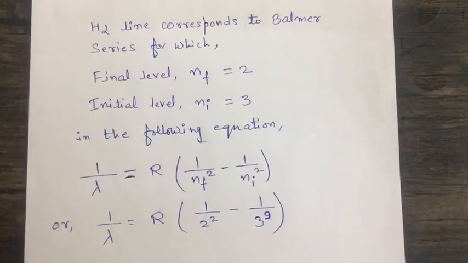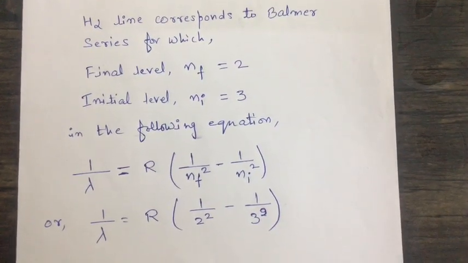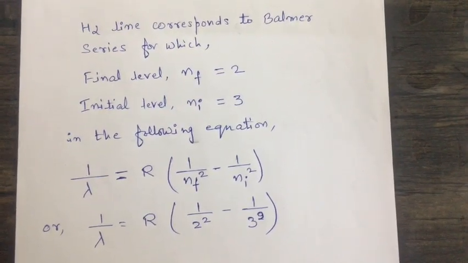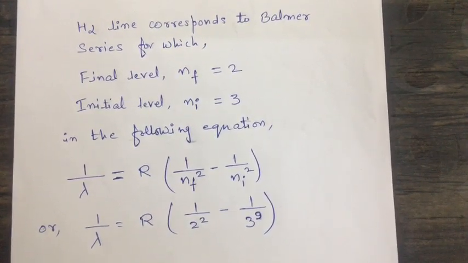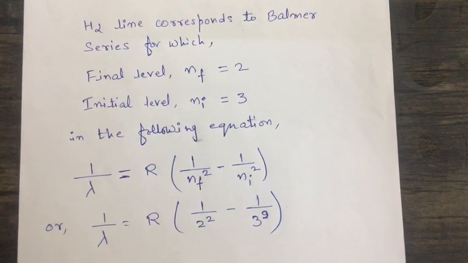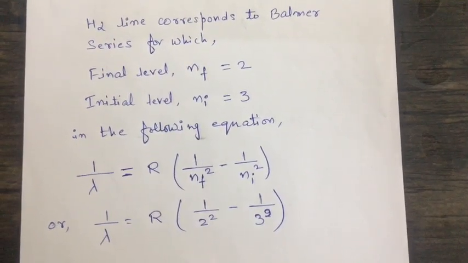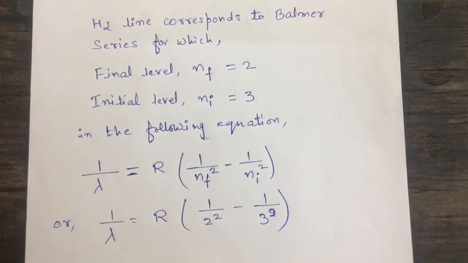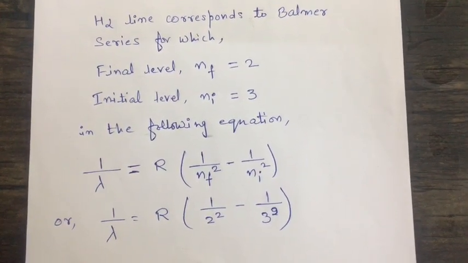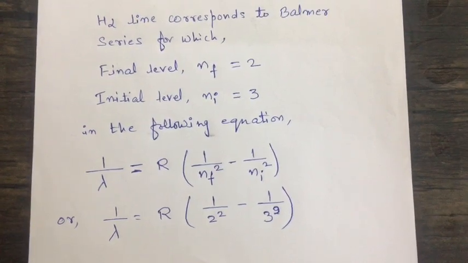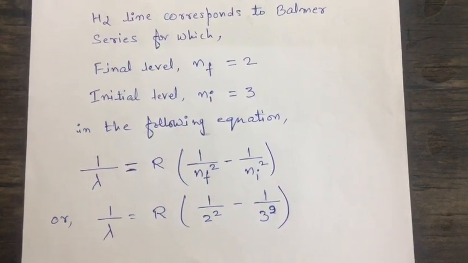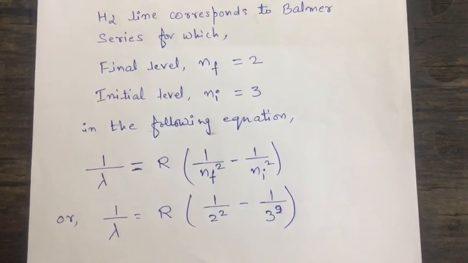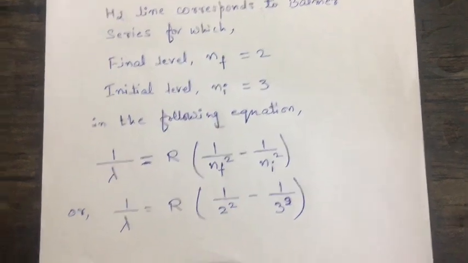To find out the exact value for the wavelength of H alpha line, we use the following formula, which is 1 upon lambda is equal to r into 1 upon nf square minus 1 upon ni square. This is the standard formula where nf stands for the final level and ni stands for the initial level. In this case, for H alpha line, which corresponds to the red line of Balmer series, nf is substituted as 2 and ni as 3, and r stands for the Rydberg constant.